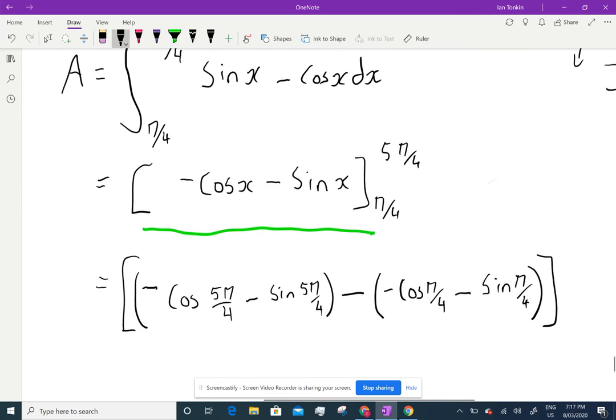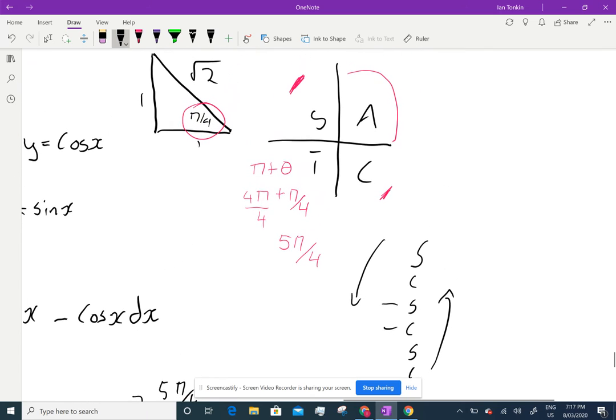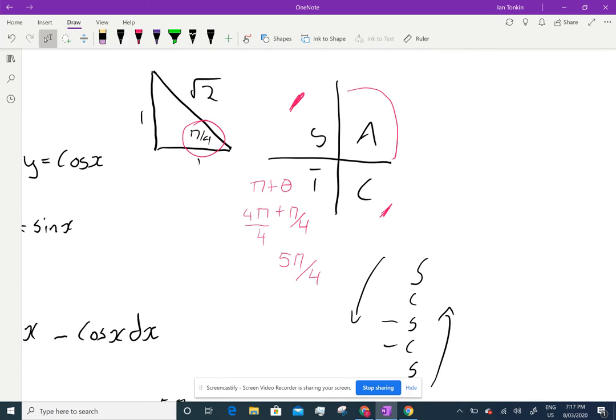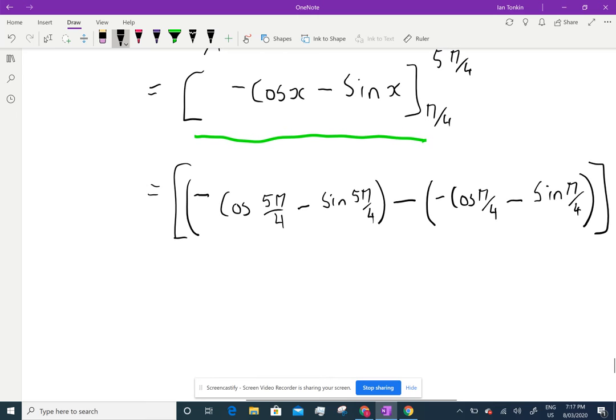Now, before you start panicking, you already know that these two things will give you the same ratio. They're going to give you 1 on root 2, and pi on 4 will be positive, and 5 pi on 4 will be negative because it's in that quadrant. So here we go. It's just 1 on root 2.